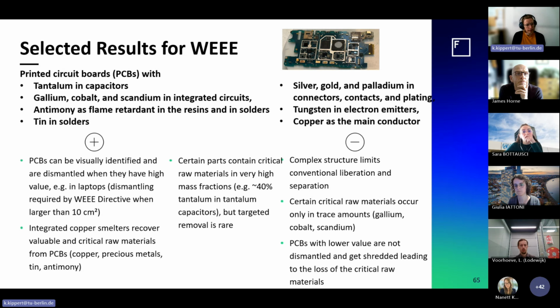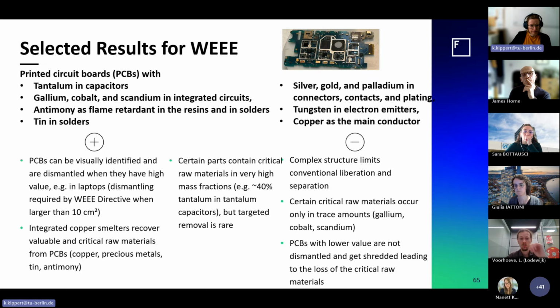What is an enabler here is that PCBs can be visually identified and are dismantled when they have a high value, which is practiced, for example, for laptops. Dismantling is also required by the WEEE directive if they are larger than 10 square centimeters. And there's a really established infrastructure to recover copper and precious metals from PCBs in integrated copper smelters. They can also recover tin and antimony.